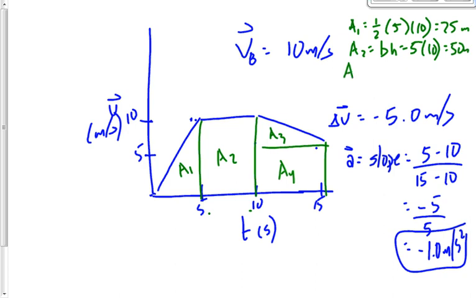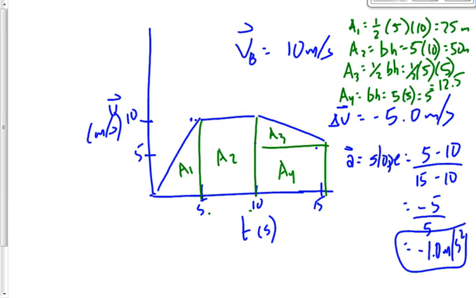The third one is a triangle again, so it's 1/2 base times height. The base is 5. Goes from 10 to 15. The height goes from 5 to 10, so it's also 5. That gives me 12.5. And finally, A4 is a rectangle, base times height. 5 times 5 is 25. We add those together. We end up getting 112.5 meters.